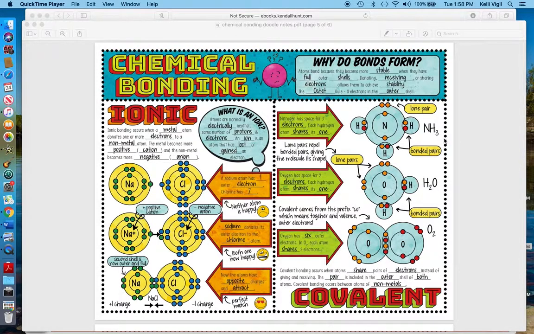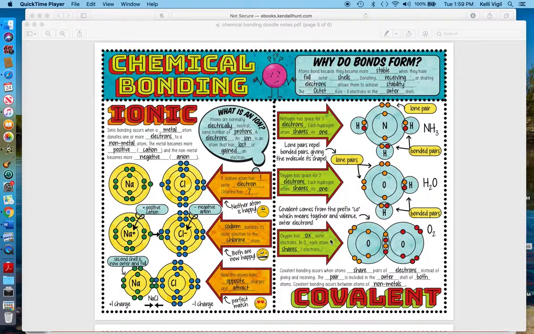outer ring. Okay, so if you remember from our lab with the beads, and you guys would slide your beads around to make those bonds take place, that's what we're going to be doing in a bigger way today. Okay, so covalent bonds, we're sharing.